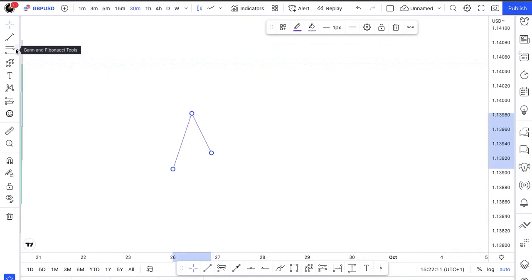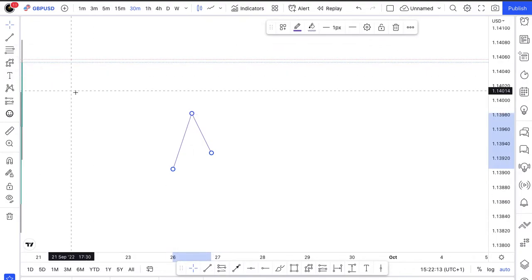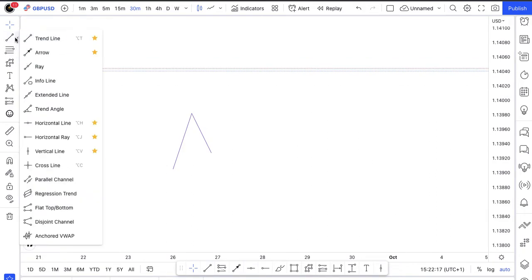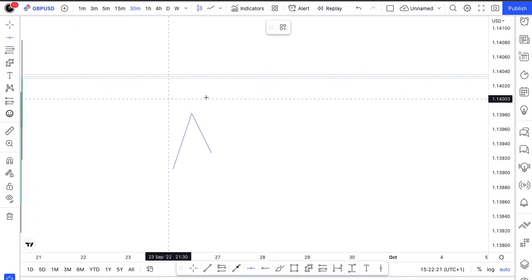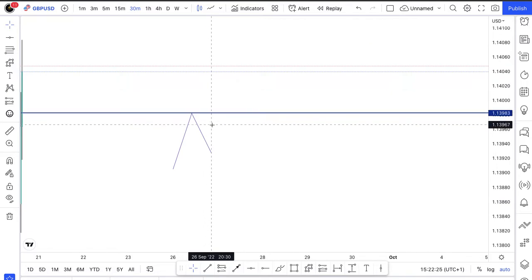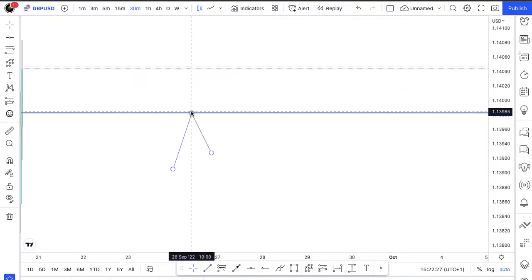Why do I call it a resistance? As the word implies, a resistance is something resisting something from moving upward. You cannot resist something from going down; you can only resist something from moving upward. So this point here is already a resistance point.